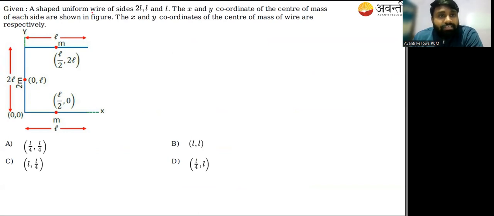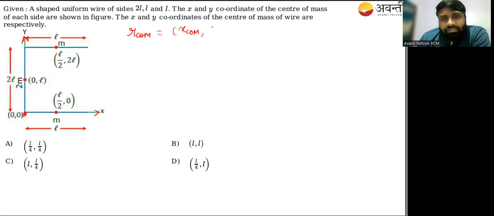Given that a shaped uniform wire of sides 2L, L and L, the xy coordinates are also given, and the center of mass of each side is shown in the figure. The xy coordinates of the center of mass of the wire are respectively... The origin is given here. From there, this is the y-axis, this is the x-axis. So it's very simple. Our center of mass is given by x center of mass and y center of mass. This is the coordinate of the center of mass.